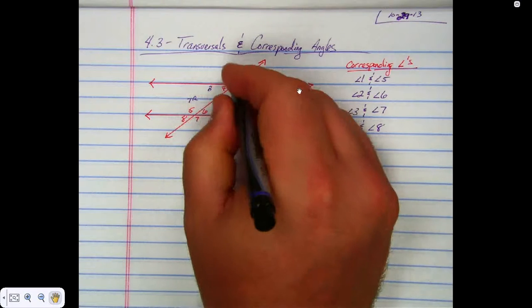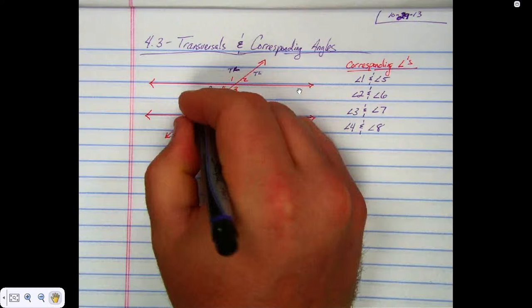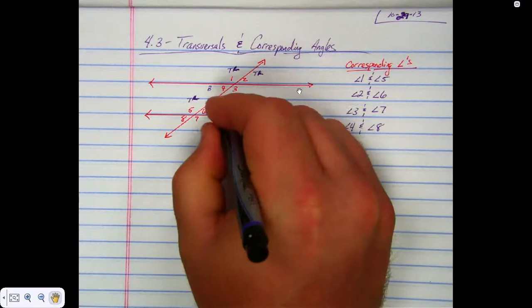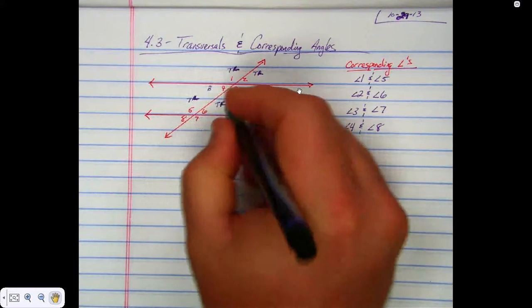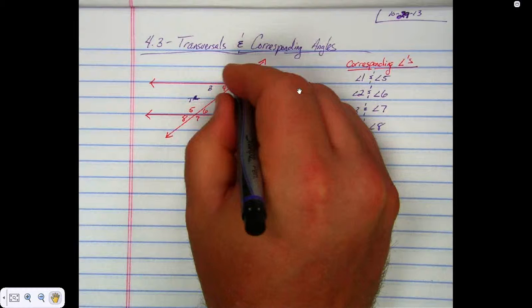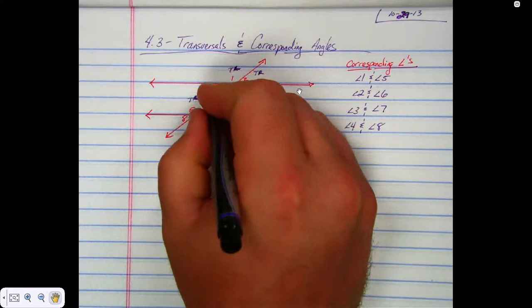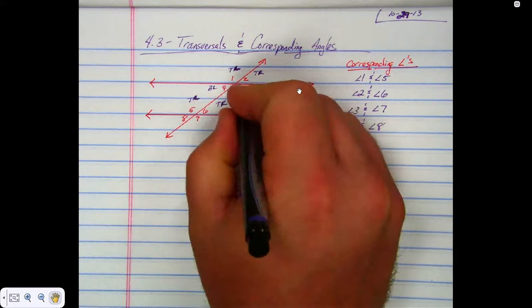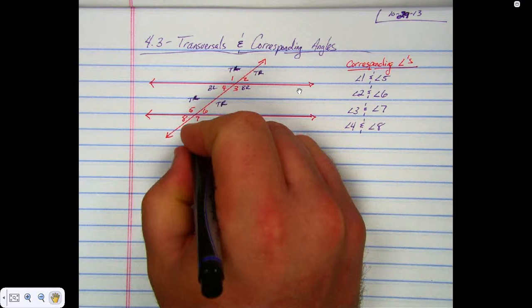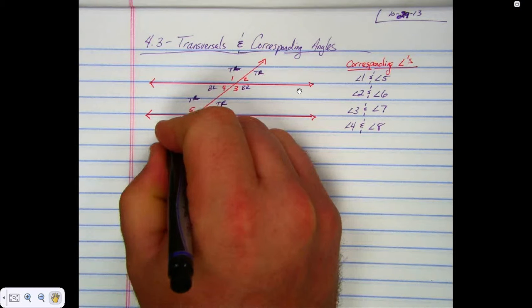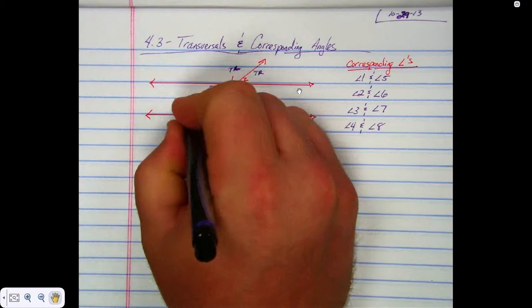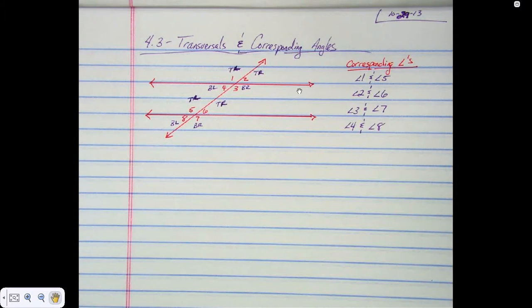As you can see, this is top right, top left, right? Bottom, why would I say right when it's actually left? This one's on the top right, this one's on the top left, this one's on the bottom left, this one's on the bottom right. You guys understand what corresponding is, correct?